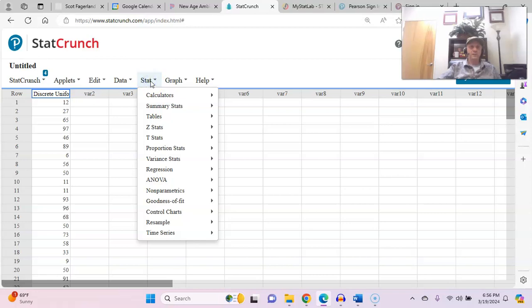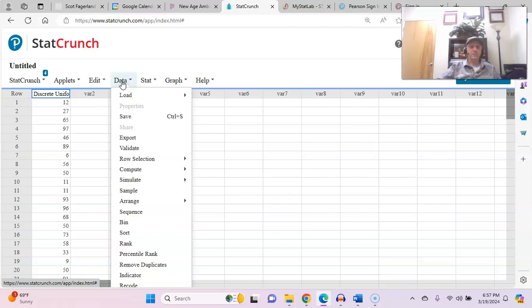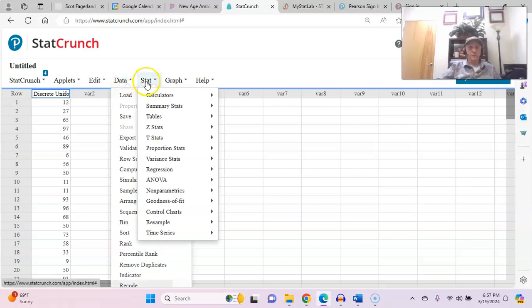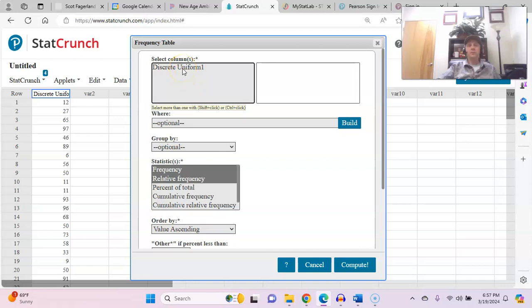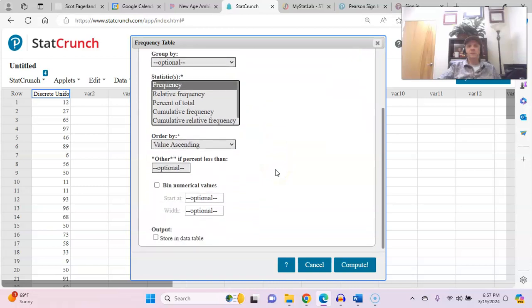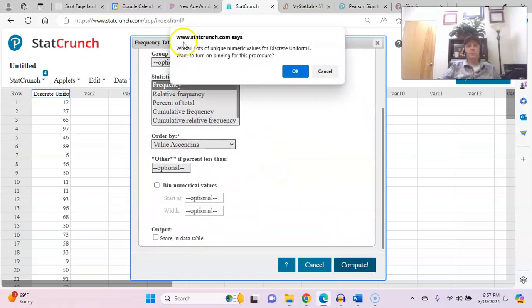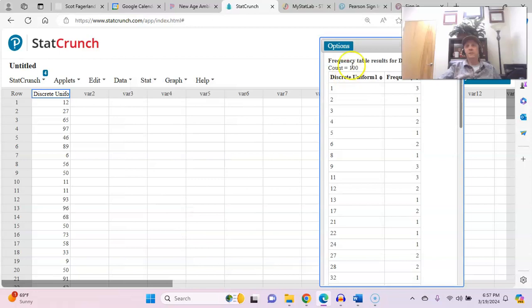If we go to Stat and then click on Data. Oh, now I have to remember how to do this. Okay, here we go. Stat, Tables, Frequency. We're going to work with the discrete uniform 1 list. We want its frequency. And if I click compute here, it gives me a warning. StatCrunch says, whoa, lots of unique numeric values. Do you want to turn on binning for this procedure? I will in a minute, but I want to show you what it looks like if we don't. So I'm going to click cancel here.